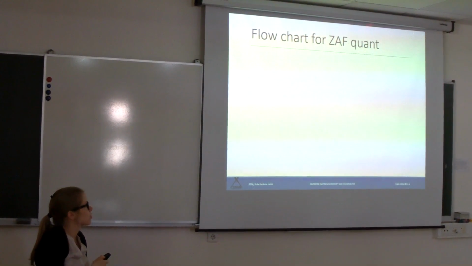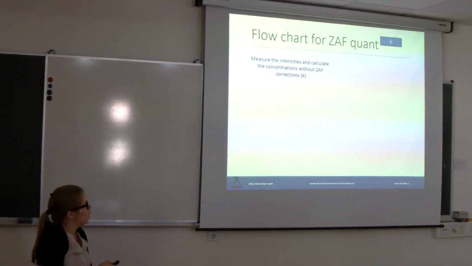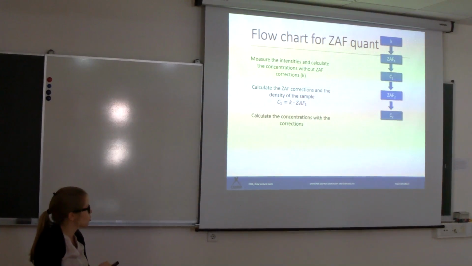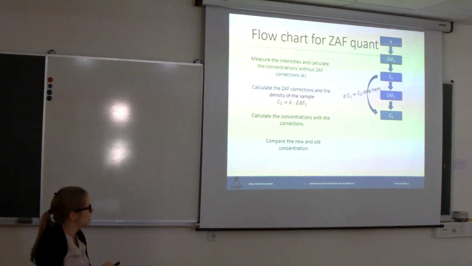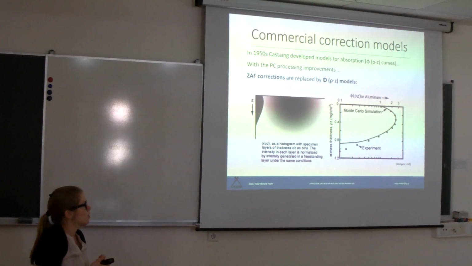So the ZAF quant, the same as the Phi-Rho-Z quant, when you're doing a ZAF correction, how is it done? You measure the intensity, calculate the concentration without ZAF, and then you calculate with the ZAF correction, and then you compare both of them. If they match within 1 sigma, or depending on what you put on the microscope, usually 1 sigma, you stop. If not, you correct the ZAF and calculate again, and that's an iterative process. These are the commercial correction models.